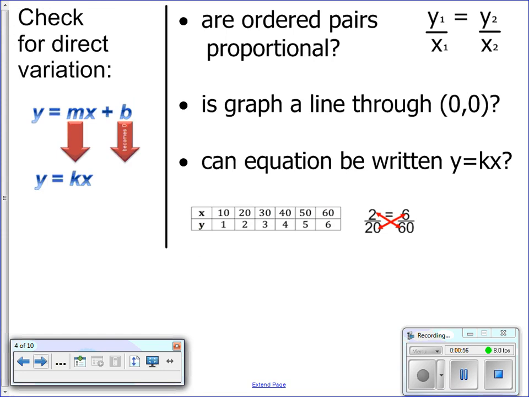So if we want to check for direct variation, we can look at the ordered pairs and see if they're proportional. We could also look at the graph and make sure it goes through 0, 0. And the equation should be written as y equals kx.